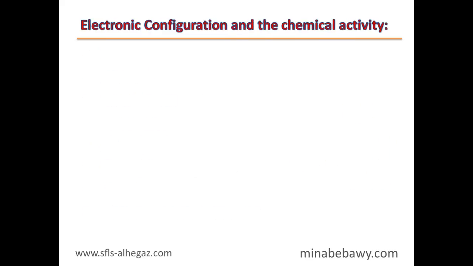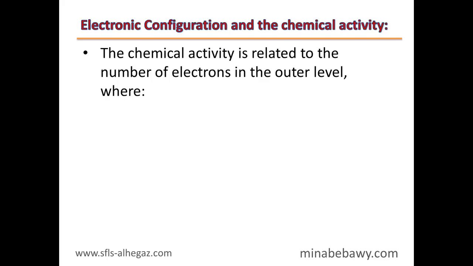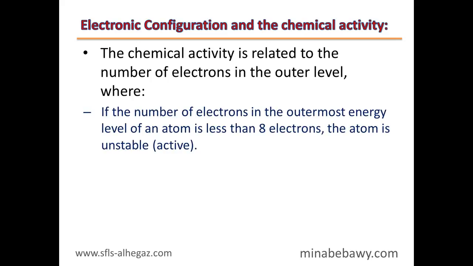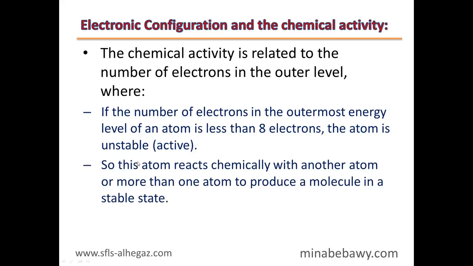What is the relation between electronic configuration and the chemical activity of elements? The chemical activity is related to the number of electrons in the outermost energy level. If the number of electrons in the outermost energy level of an atom is less than 8 electrons, the atom is unstable or active. So this atom reacts chemically with another atom or more than one atom to produce a molecule in a stable state. Each atom enters a chemical reaction for one reason: to complete its outermost energy level.